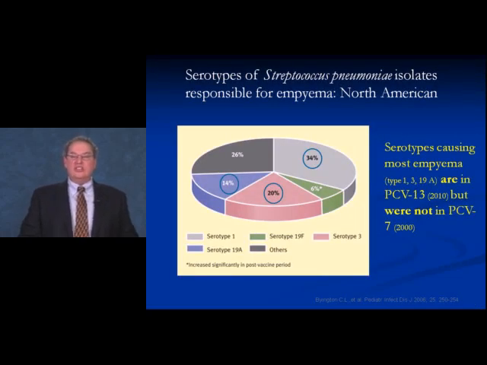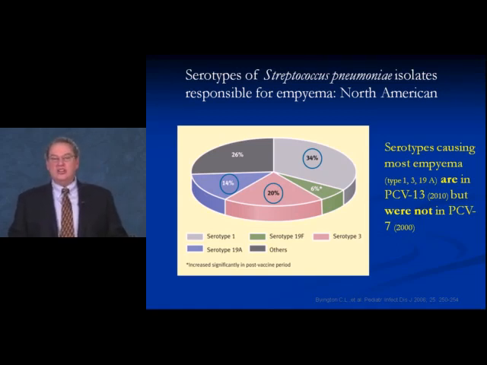Now, when considering the serotypes that cause pneumonia, looking here specifically in North America, you can see that the serotypes that are most common, serotype 1, 3, and 19A, are all in the PCV13, which was released in 2010, but none of these were in the PCV7, which we started to use back in 2000.